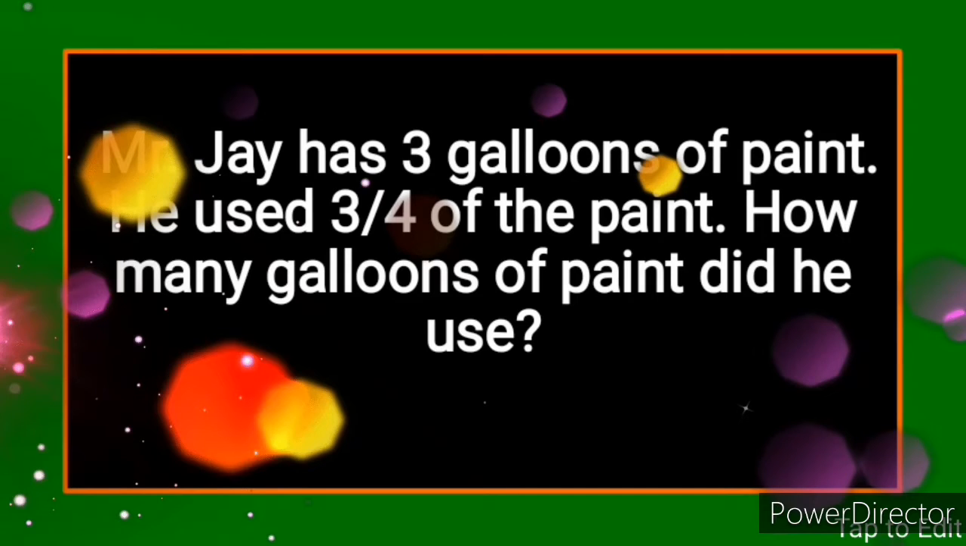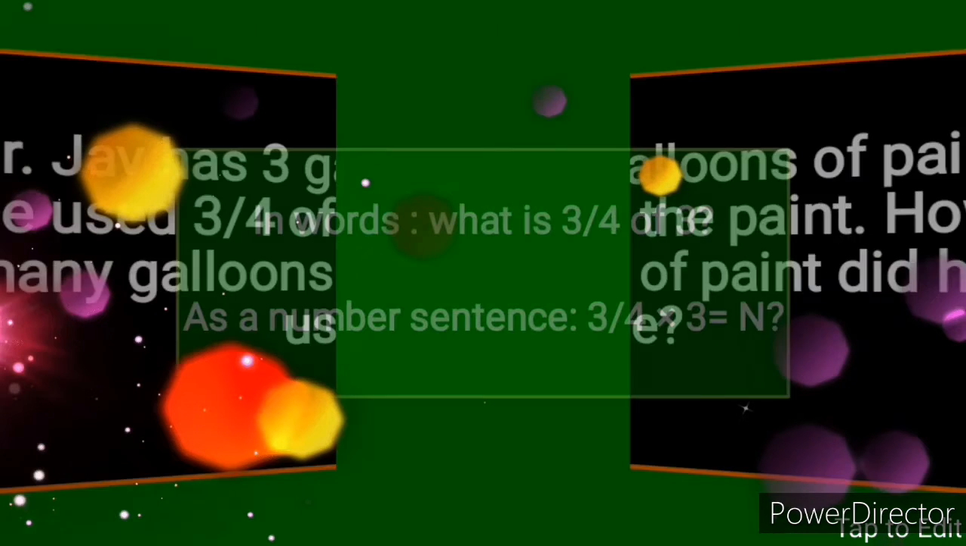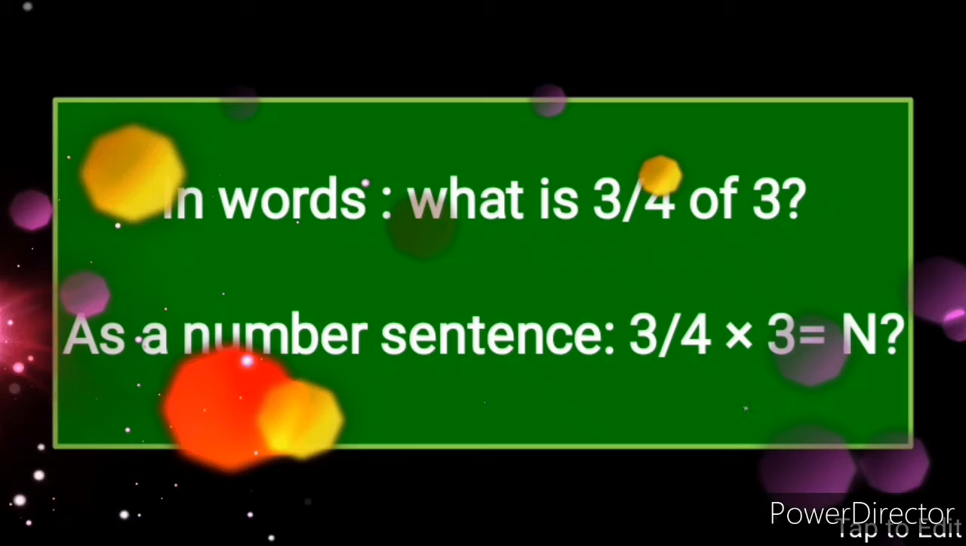Now, how to solve the problem? Okay, one way to think about this problem is to rewrite the problem into the following. So we are going to rewrite this in words. What is 3/4 of 3? As a number sentence, 3/4 times 3 is equal to n. Okay, try to look at this illustration. How many fourths are there in total?